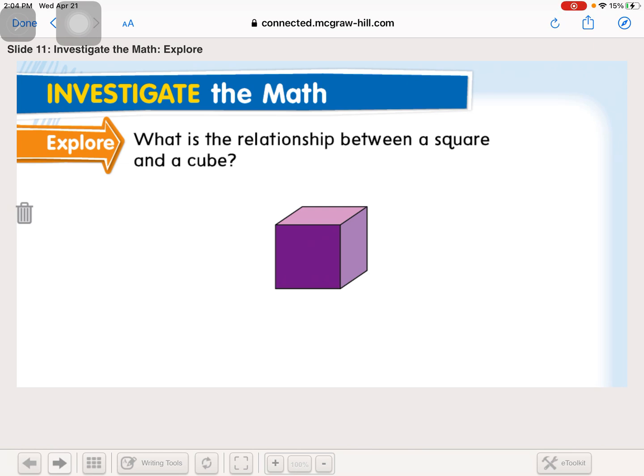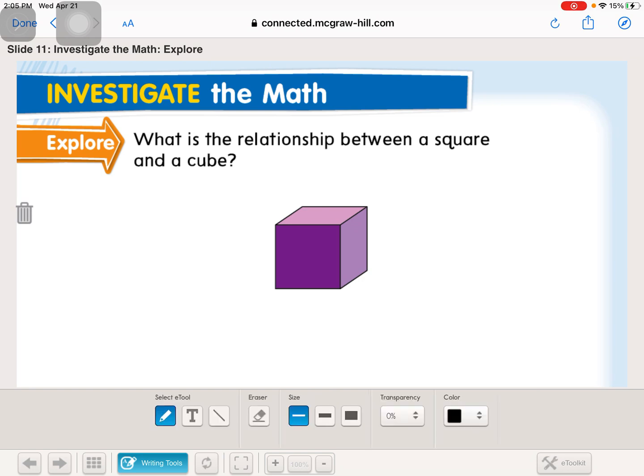So here on my screen is a cube. A cube is 3D because it has length, width, and height. And you see that one of the faces on the cube is the shape of a square. So how they're related is that the face of a cube is a square.